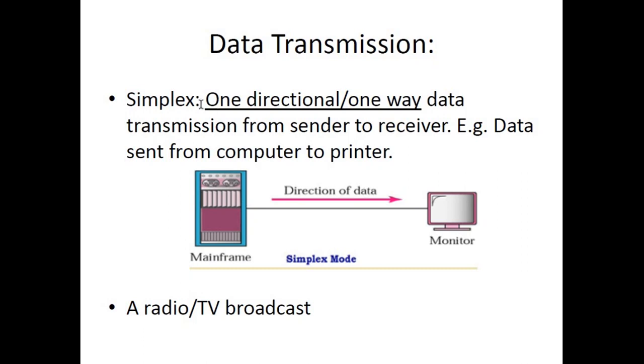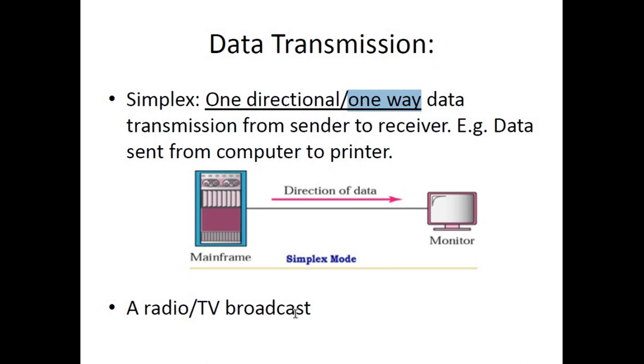What is simplex data transmission? A one directional or one way data transmission from sender to receiver. Over here one way is the keyword, so always make sure to remember this word in your answer. For example, data sent from a computer to printer. Whatever data you send for the printing, it goes to the printer, it is printed, and then it is deleted. That data is not received back by the computer.